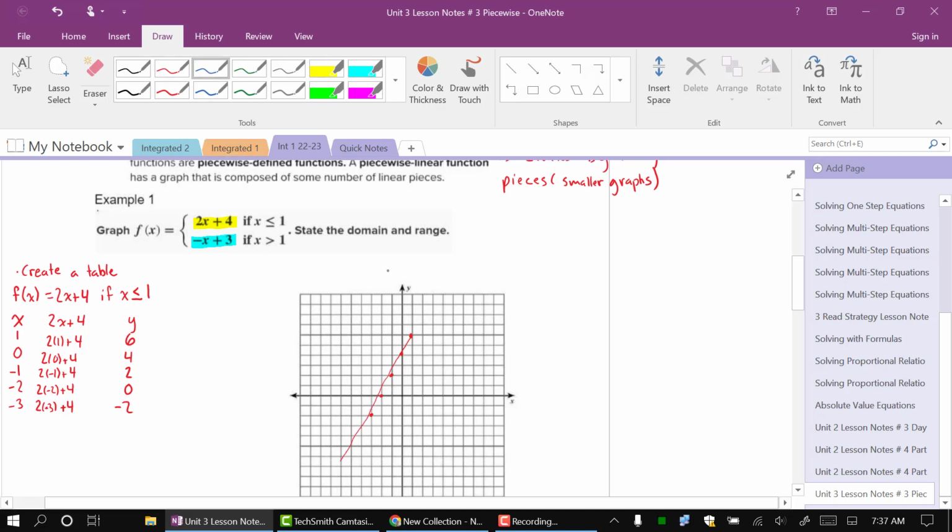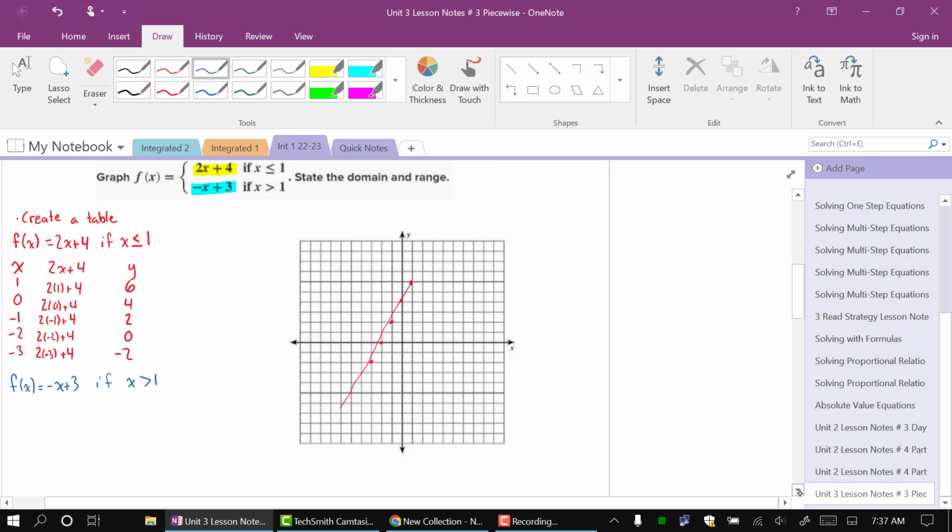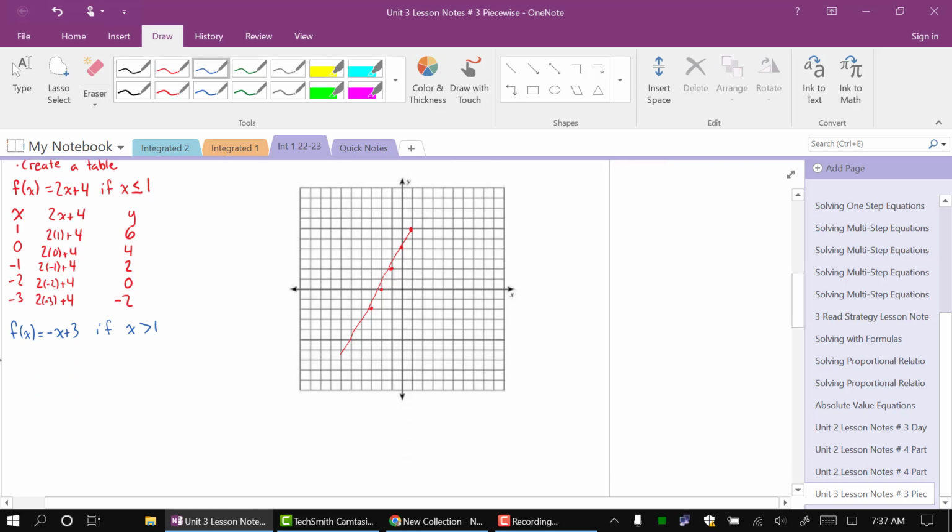Now my second function right here is what happens when f of x equals negative x plus 3. And these values of x are when x is greater than 1. So we're going to build a table for this. So we have our x values, we have our function that we're plugging them into, and then we have our y values that come out. So we want values that are greater than 1. So that would be 1, 2, 3, 4, and 5. So let's put them in there.